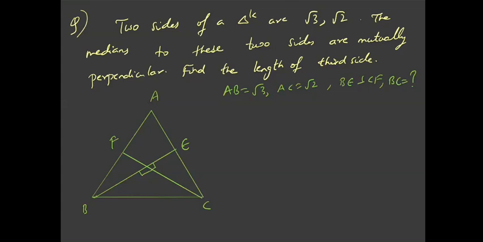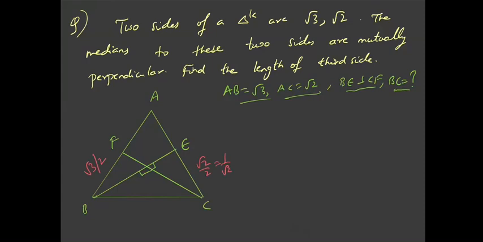Okay, let us discuss this problem. So AB is root 3, AC is root 2, and it is given that medians are perpendicular. You need to find out the length of BC, right? So if AB is root 3, then BF is root 3 over 2, and CE is root 2 over 2, right? So this is 1 over root 2.